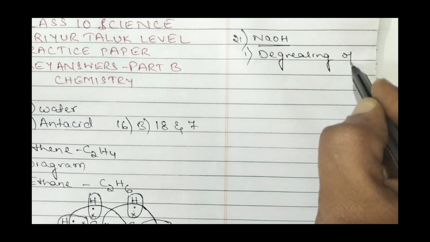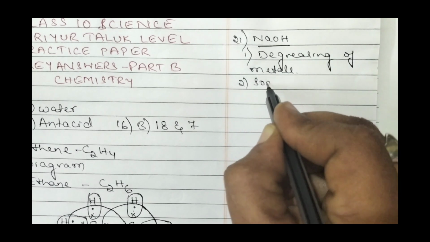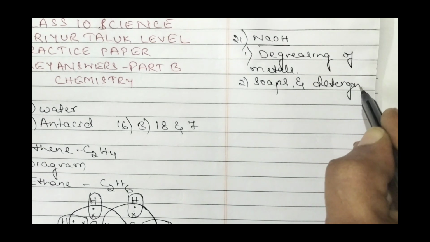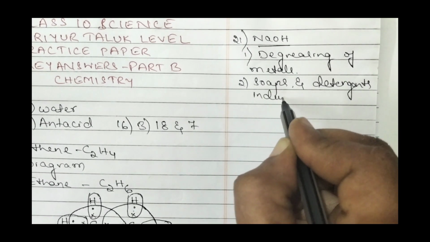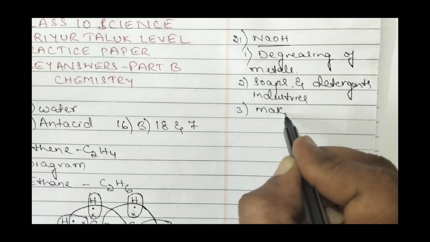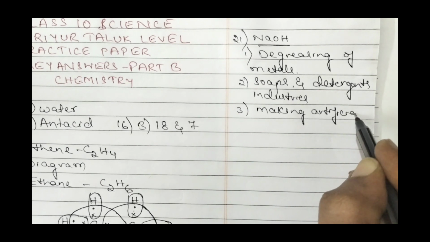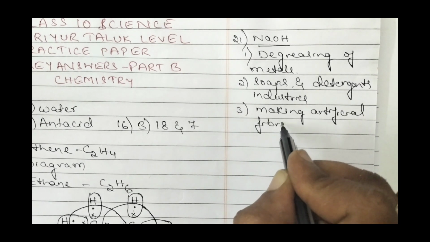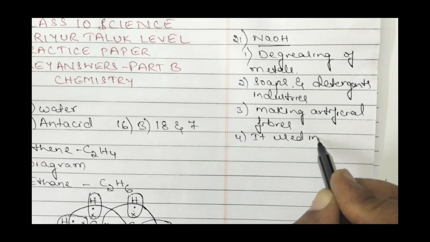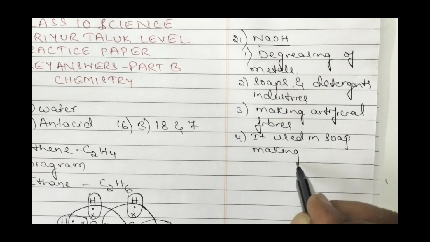of metals. Second, it is used in soaps and detergent industries. Then it is used in making artificial fibers. And it is used in soap making. So these are the uses of sodium hydroxide.